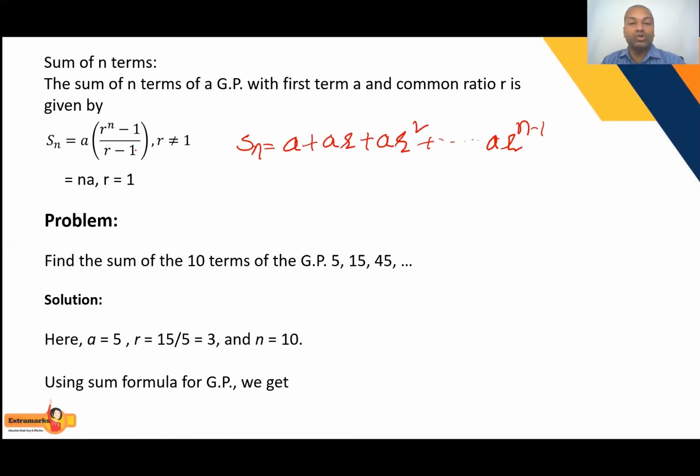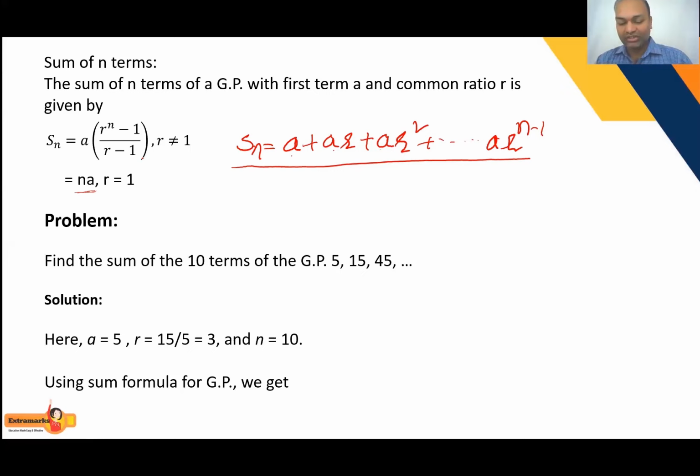If r is equal to 1, then how to find the sum of n terms? At that time you take the actual series, this one. Here you put r is equal to 1. Then the answer will be a plus a, and so on, n times. So then the answer will be what? n into a. So if r is equal to 1, write na. If r is not equal to 1, at that time you have to use this formula.